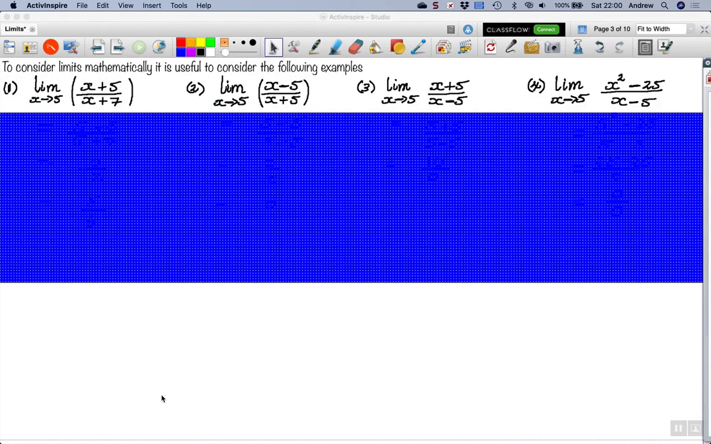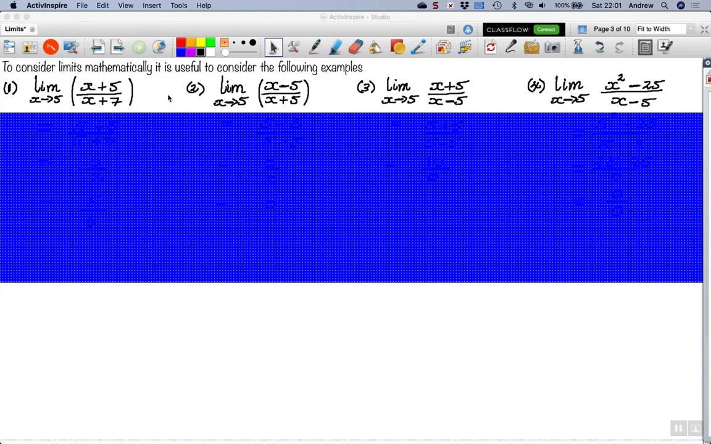We're now going to look at notation and examples of where limits are used. So first of all, lim is short for limit. That's obviously x. The arrow stands for the words tends to. So this says basically, find the limit, find the value of this expression as x tends to 5.